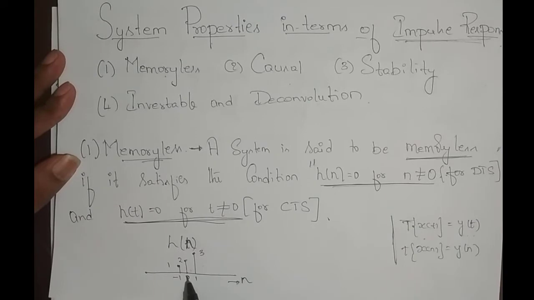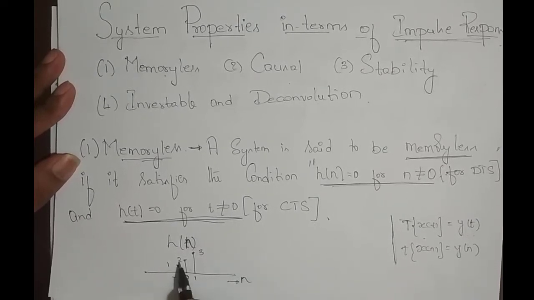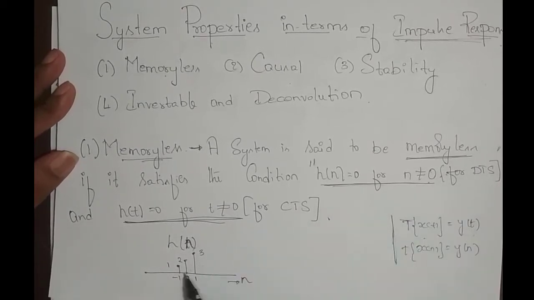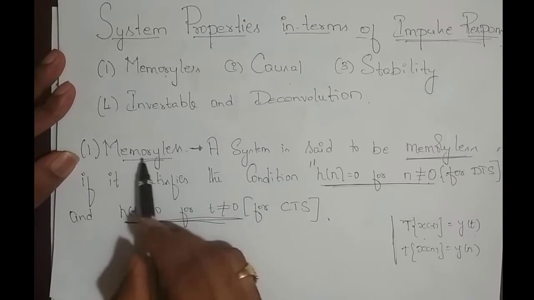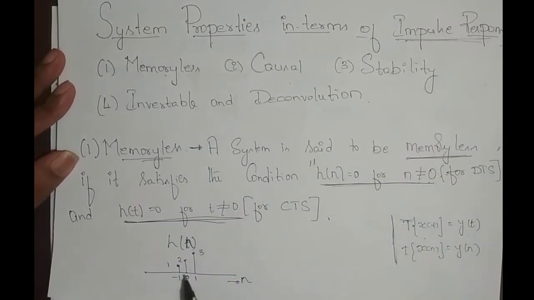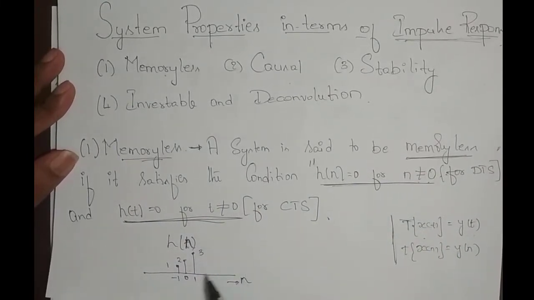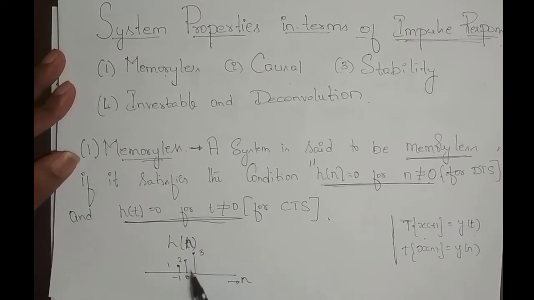So n not equal to 0 in the sense, apart from 0, other values of n. So I have minus 1 which has some sample, I have 1 which has some sample. Okay. So this condition does not satisfy here because I have samples at values of n other than 0. Right. So this system has memory actually. This is the definition for memoryless. If this condition does not satisfy, then the system has memory, or we call it a system is not memoryless.